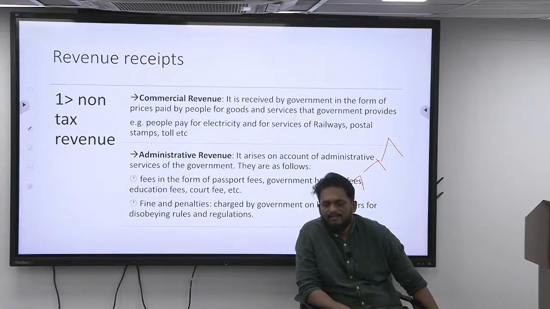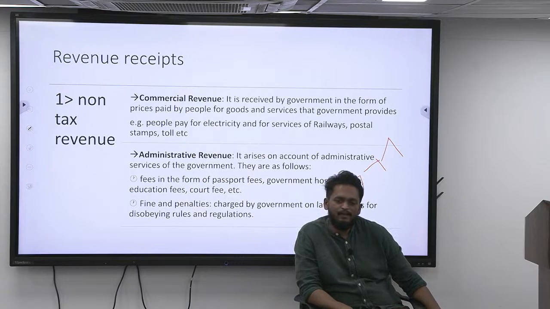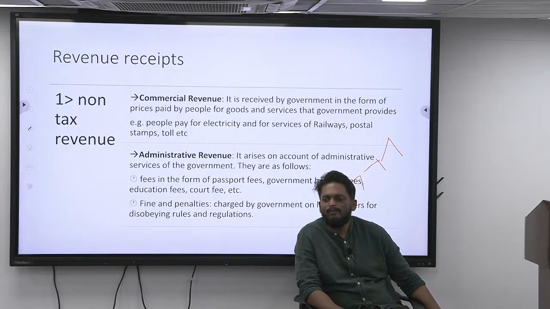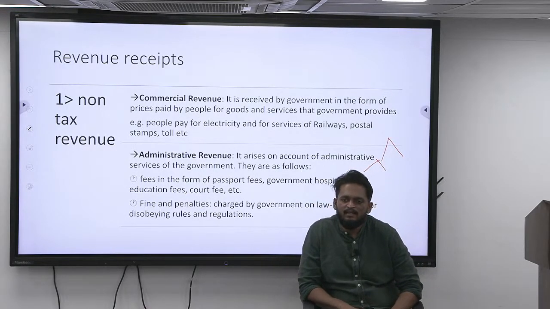If we have to establish a buyer-seller relationship, there has to be proportion between the product that is bought and the money that is paid. You understood this? When you buy more products, you have to pay more money. When you buy fewer products, you have to pay less money. Then there is a proportion, and then there is a buyer-seller relationship.